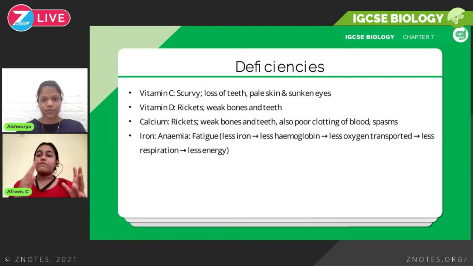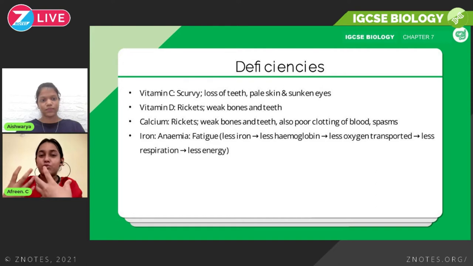And there's vitamin D. Vitamin D deficiency disease is called rickets. Basically you have weak bones and weak teeth because without vitamin D, your body's not able to absorb calcium. So ultimately it leads to weak bones and weak teeth. Calcium deficiency, once again, causes rickets and weak bones, same as vitamin D. Furthermore, it prevents healthy blood clotting, because in the process of blood clotting, calcium ions are a very important component. So without calcium ions, your blood won't be able to clot properly.